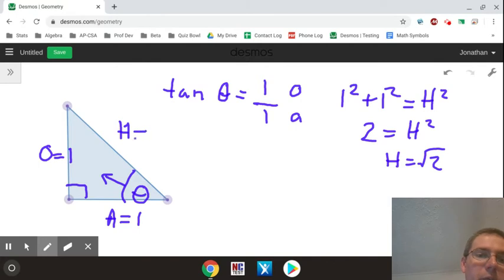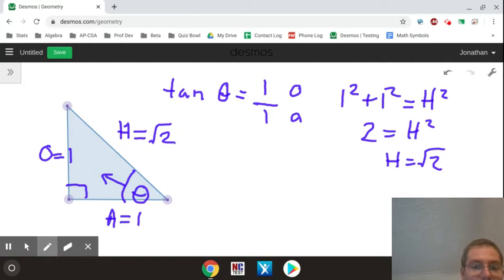Now, it could be some of you learned some special right triangles in math too, and you might have recognized that that was going to be square root of 2 without the Pythagorean theorem. If you did, taking that shortcut's fine, but if not, the Pythagorean theorem was there to help us out. Now, the directions said it wanted us to find the other trig functions. So I'm going to start with the basic 3.